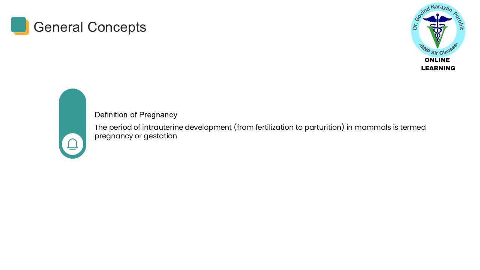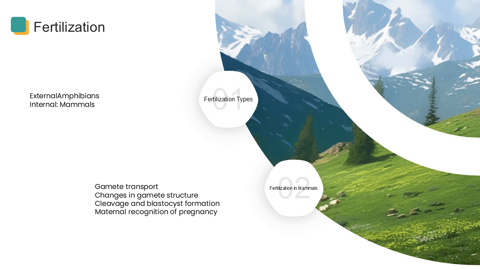Pregnancy, or gestation, is the period of intrauterine development from fertilization to birth in mammals. Let's understand this process in detail. Fertilization involves gamete transport, changes in gamete structure, cleavage, and blastocyst formation, leading to maternal recognition of pregnancy. We'll explore these stages in depth.